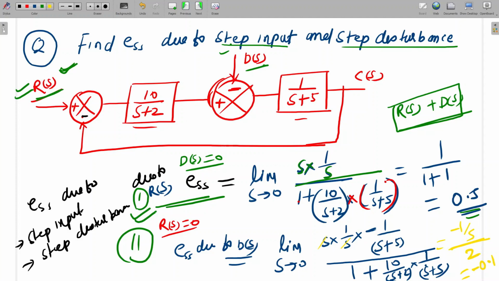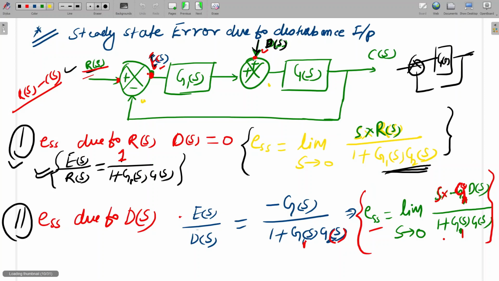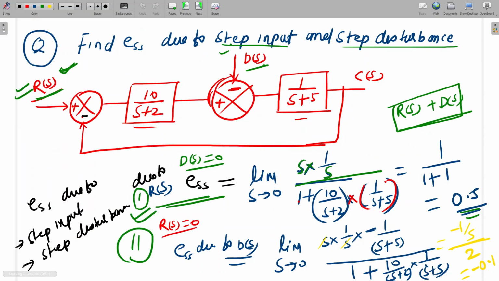Correct, sir. See, I have done some mistake. I will remind you, so this thing we should be careful. What changes have I done here? Here I have given plus. Here I have given the disturbance input as plus. What have I written here? Here I have written as minus.